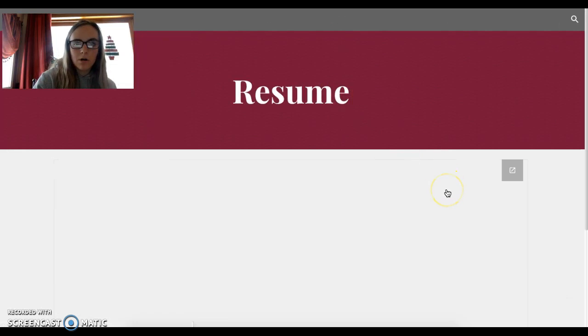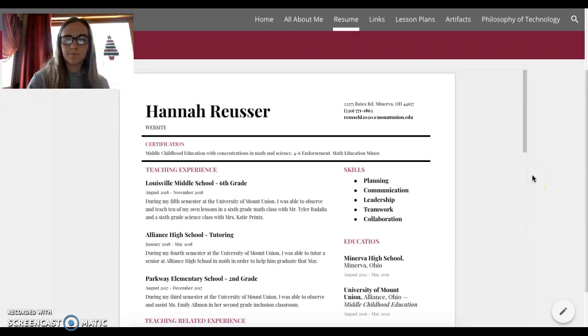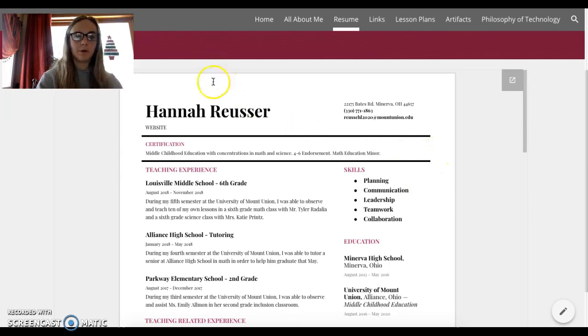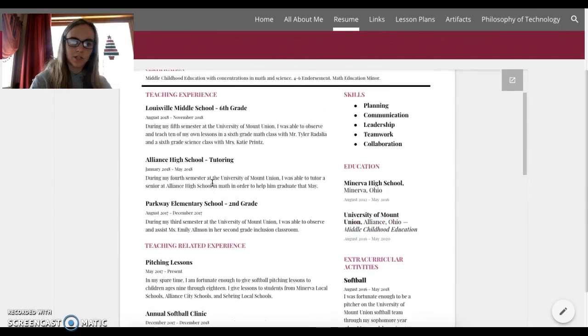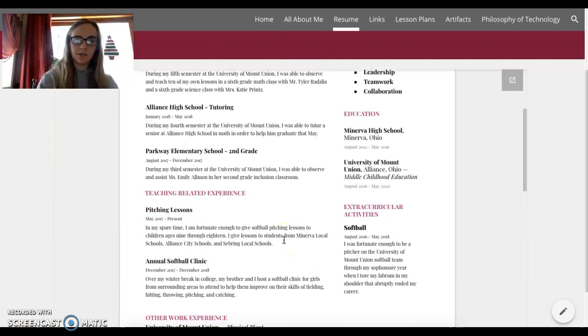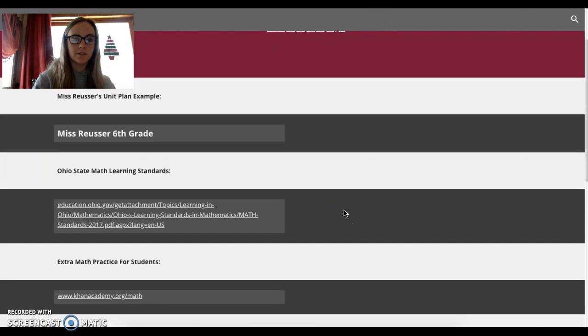For my resume, this is the first resume I've ever made, so I tried to do it as best as I could and make it look as professional as possible. After I'm done with this website, I'm actually going to go back into my resume and put my e-portfolio where it says website right here, so that future principals and superintendents can go through and look at this website after it's completed. And then I go through and talk about my work experience, teaching related experience, skills, education, and my extracurricular activities. From there, I give a few links for parents and for the students.